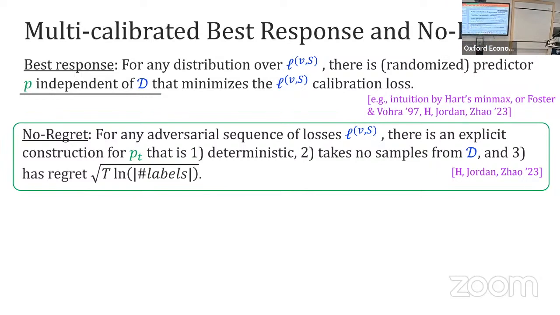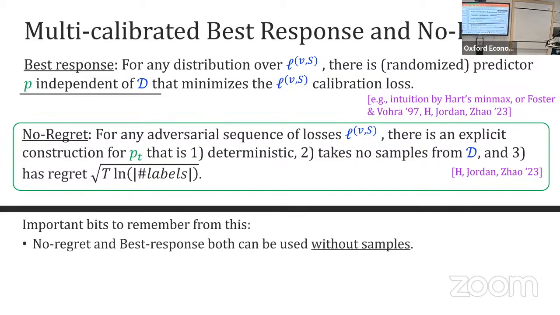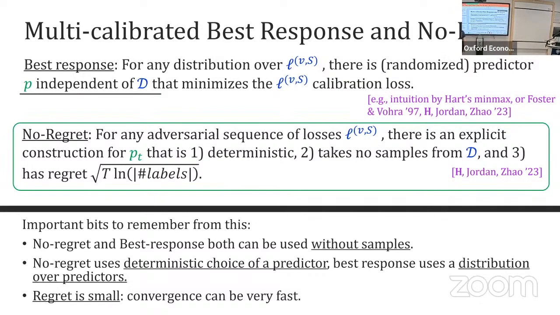No regret similarly can be made to work with three important things. When you have a no regret, your predictor P that is coming at every time step could actually be a single choice of P, whereas best response needed to have a possibly randomized predictor. And again, it takes no samples. So the only important bits of information from this are three things. I can actually deploy these dynamics, I can have a no regret, and I can have a best response algorithm for the learner. And they come very cheap. They do not take any samples, in fact.